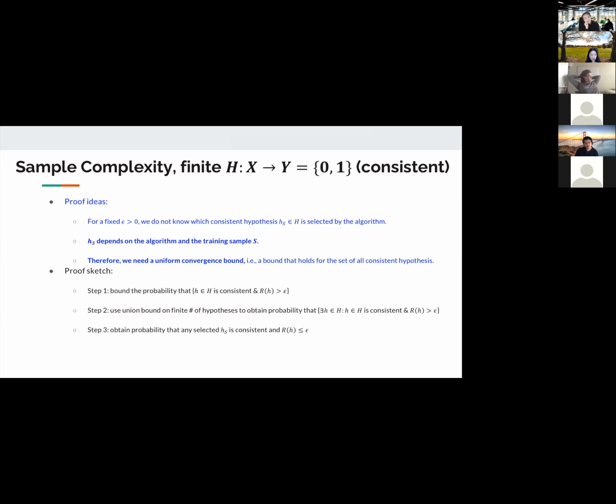So the proof sketch is the following. Step 1, you want to bound the probability that an H within H is consistent and the true error is greater than epsilon. So you can bound that. This is going to be a small probability, right? And then using the union bound on a finite number of hypotheses, you are able to obtain the probability that there exists such an H. Often, the event that there exists something such that this happens could be handled using a union bound on the opposite of that event.